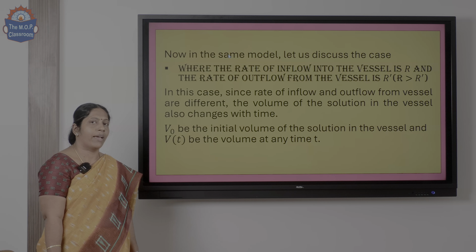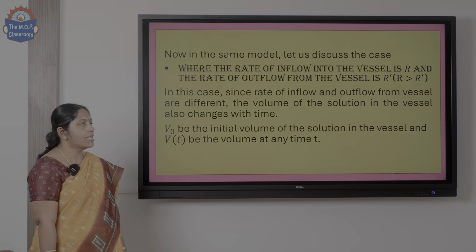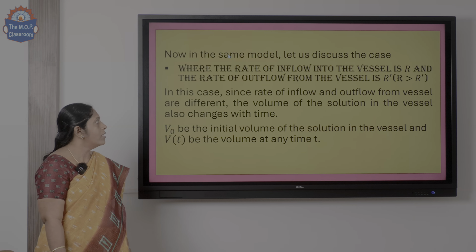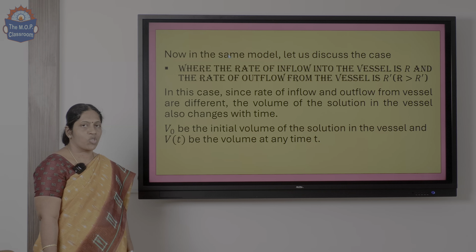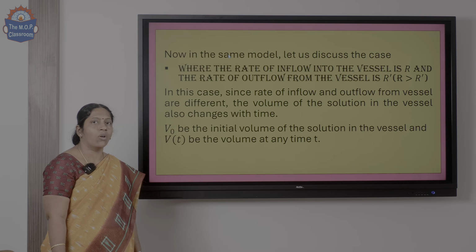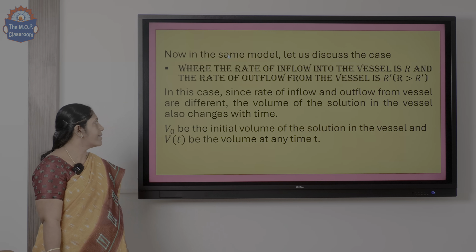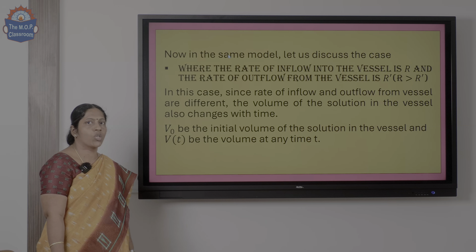That is, let us take the rate of inflow into the vessel to be R and the rate of outflow from the vessel to be R dash, where R is greater than R dash. Since the rate of inflow and the rate of outflow are different, the volume in the vessel keeps changing with respect to time, and also the concentration changes with respect to time. So, let us take V naught to be the initial volume in the vessel and C of t to be the concentration at any time t.